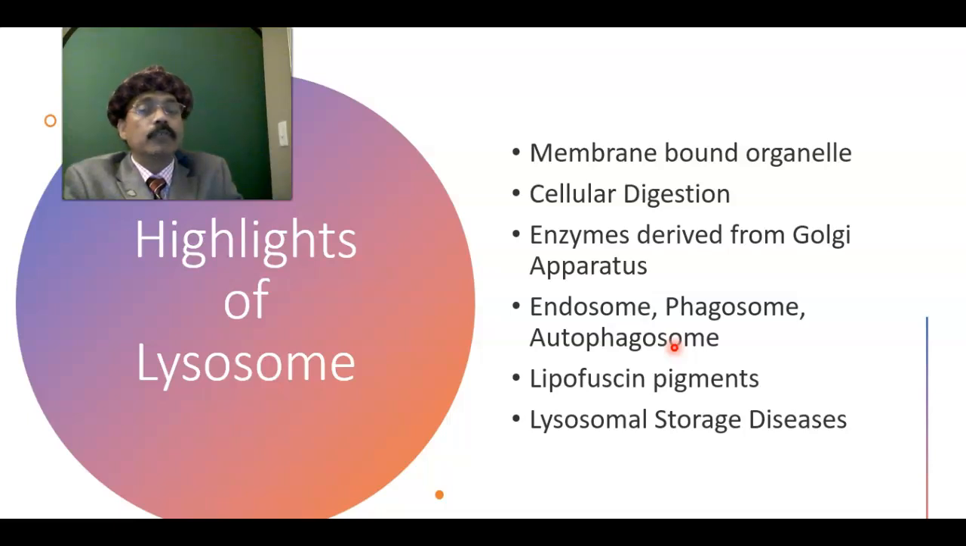by the lysosome. We'll get lipofuscin pigment or aging pigment that is present in the permanent cells like that of the neuron and also cardiac muscle and skeletal muscle. We have a list of lysosomal storage diseases.